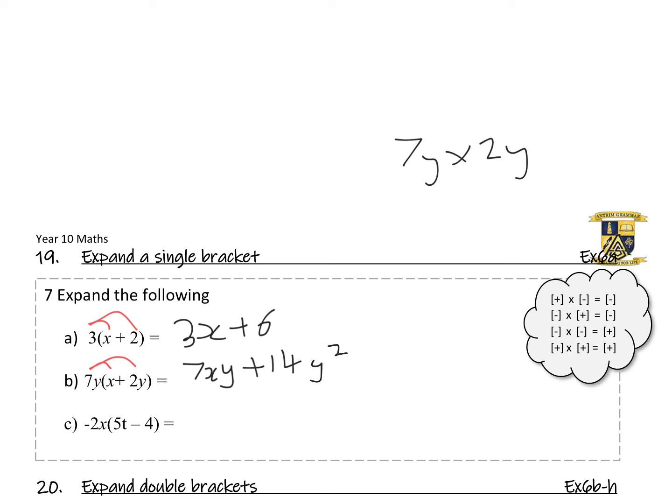And part C, minus 2x times 5t. Well, minus 2 times 5 is minus 10. And x times t, because they're different letters, is just xt.